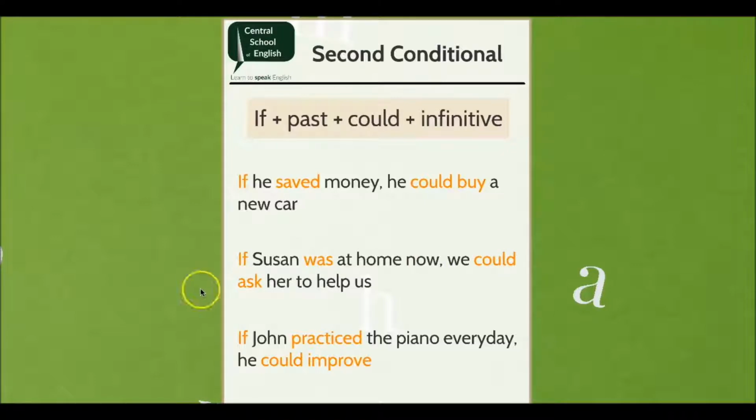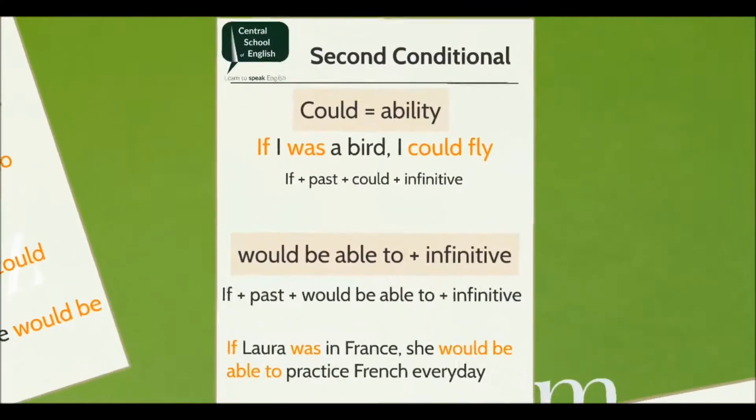Here is a third example. If John practiced the piano every day, he could improve. We use the second conditional because John does not practice the piano. We are speaking about a hypothetical situation. We use the modal verb could to speak about ability.